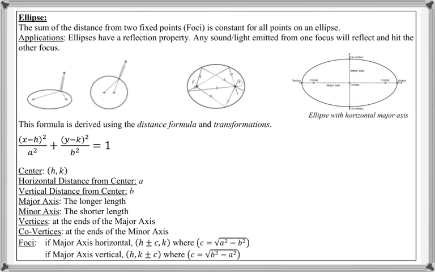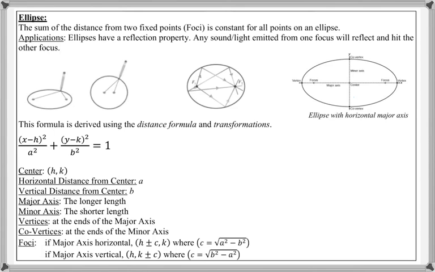The vertices are always on the ends of the major axis, co-vertices are always on the ends of the minor axis, and then to find the foci, if the major axis is horizontal, we need to add and subtract c from h in the center, and c is going to be equal to this. And then if the major axis is vertical, we need to add and subtract c from k, where c is equal to this. So a lot of information. I would probably pause the video and just read through all this information yourself.